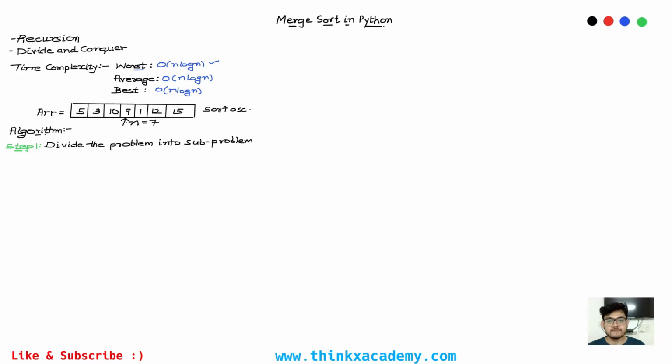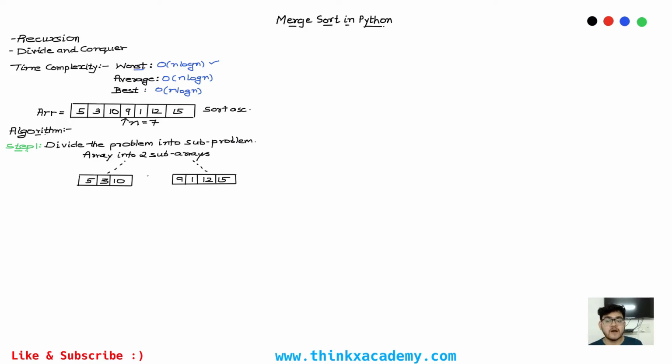So what we will do is we divide the array into two sub arrays. So that is the first step, which is divide the problem into sub problem, or in our case we are going to divide the array into two sub arrays. And what are we going to use? We are going to use the middle position to perform the division. Okay, so now you can see here that I have divided the array into two sub arrays.